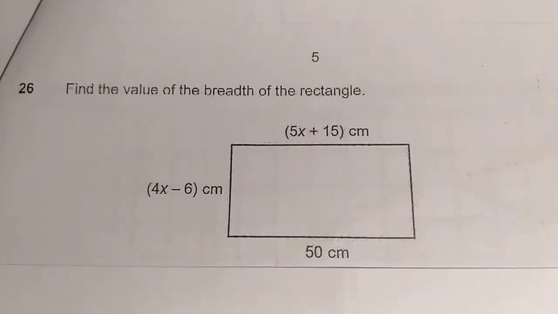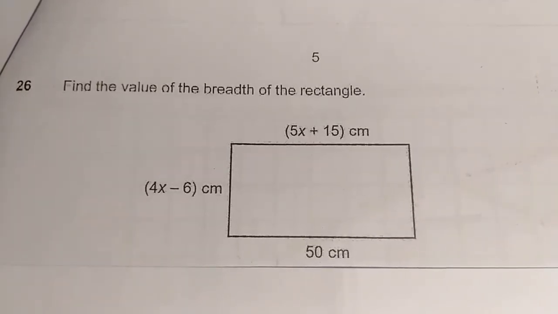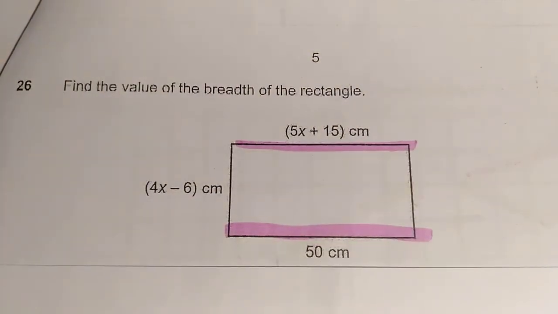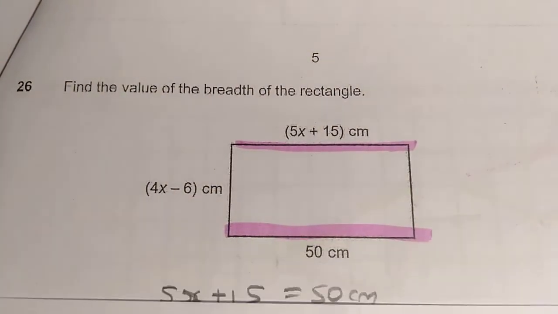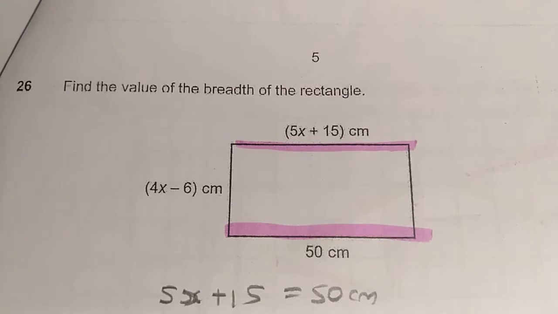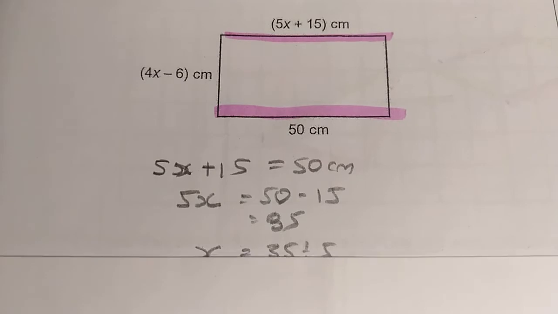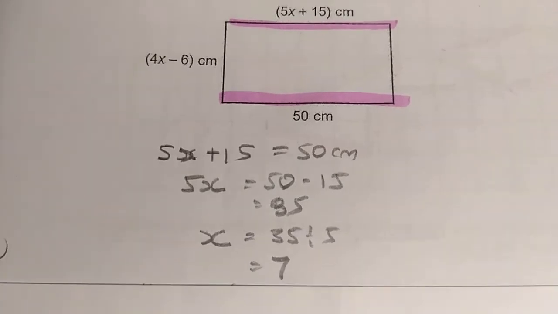Next one, question 26. Find the value of the breadth of the rectangle. So what you can see is that, remember, a rectangle has opposite lengths that are the same. So these lengths are actually equal in length. That means that I know 5x plus 15 is actually 50 cm. I simplify this algebraic equation and I get x is equal to 7.